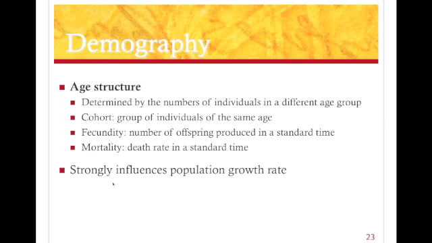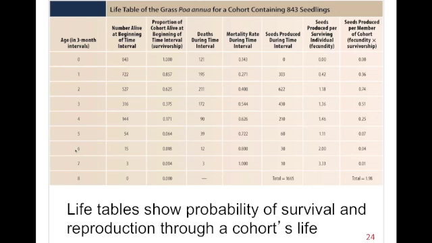Another measure here is mortality. That would be the opposite of fecundity. Mortality is the death rate in any standard time. So fecundity, how many are being produced. Mortality, how many are dying. And all of these factors strongly influence population growth rates. So let me give you an example of how we might measure this.